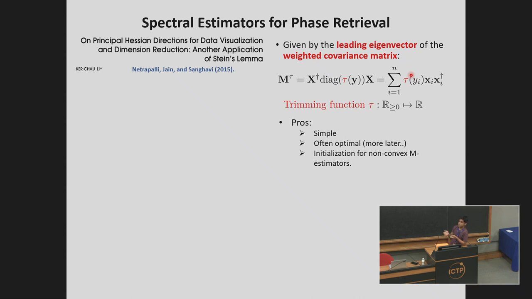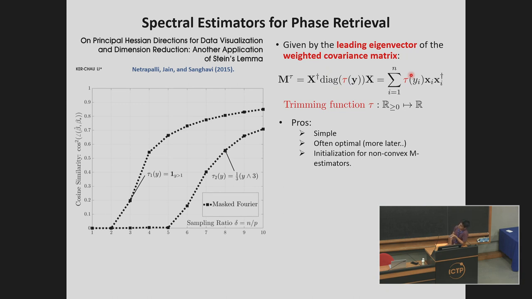The nice thing about this estimator is that it's really simple, right? You're just running PCA on a weighted covariance matrix, so it's really simple to compute, and as we already saw in Marco's talk, often the spectral estimator is optimal in some ways. And even if you want to use a more complicated estimator, like running gradient descent on some loss function for this problem, that loss function is more often than not non-convex, so you could consider initializing your algorithm with the spectral estimator. In the plot on the right, I'm plotting the performance of the spectral estimator as I change the n by p ratio, so the number of measurements to the dimension of the signal. I'm measuring the performance of the spectral estimator by the squared cosine similarity between the estimator and the unknown signal. And as you can imagine, as you get more and more measurements, the spectral estimator becomes better and better. And I'm using two different choices of tau.